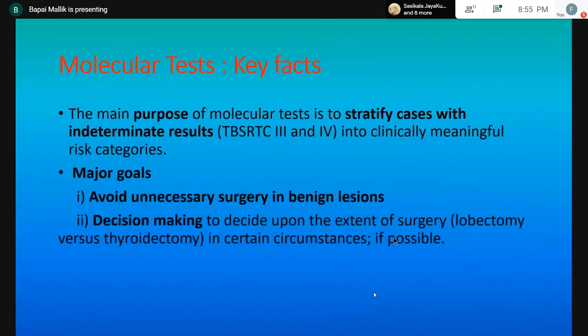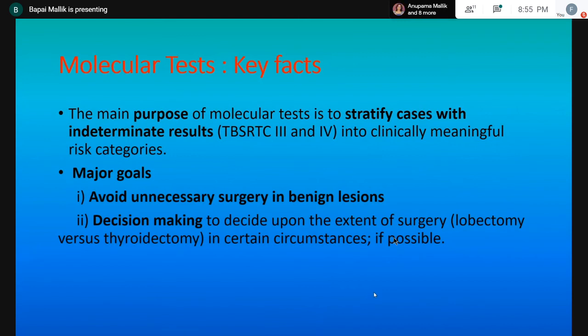Last two slides, molecular cytopathology. These are the key facts, so please pay attention. This is towards the end of the lecture. I know it's getting very long, but these are the last two slides. So the key facts, if you have to remember something, especially for those of you who are going to write exams, these are the important things.